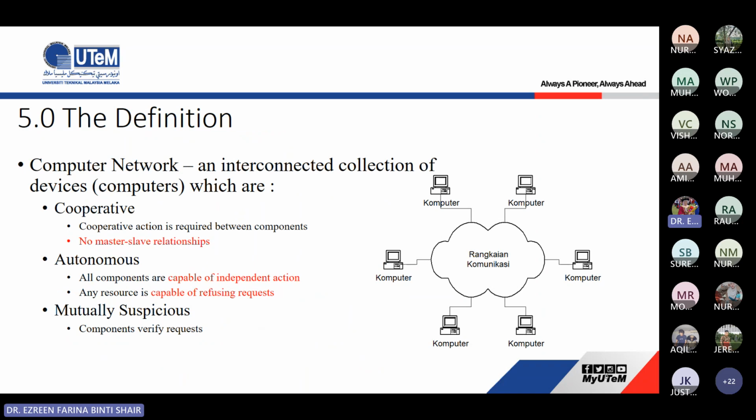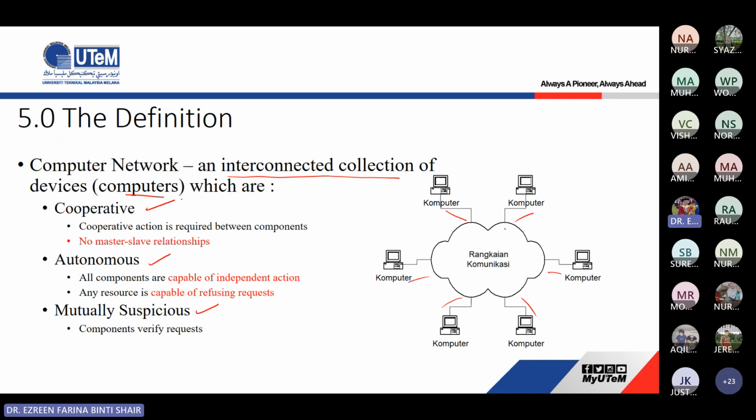Okay, so the first thing that you need to know is the definition of a computer network. Over here it is stated that the computer network is an interconnected collection of devices or computers which are cooperative, autonomous, and mutually suspicious. In Malay, basically it is rangkaian komunikasi. So we have several computers or devices that are connected to one another. This is what we call the computer network.